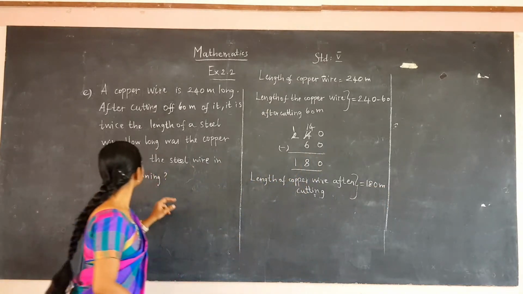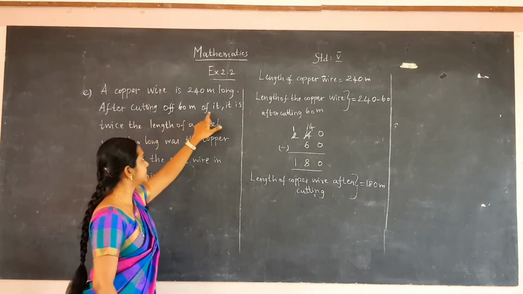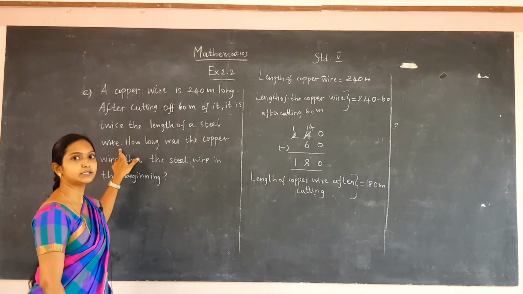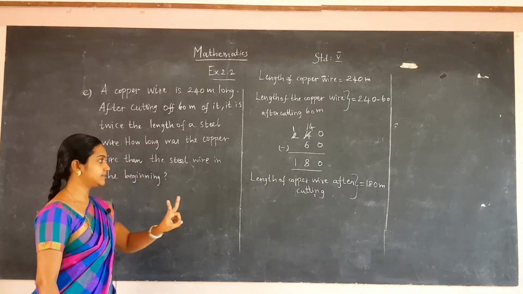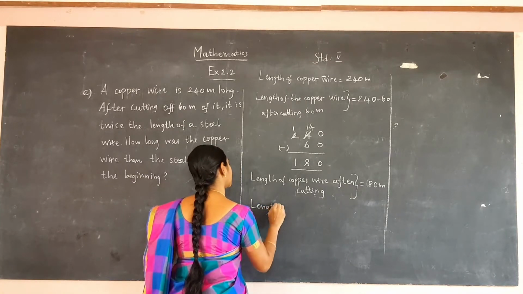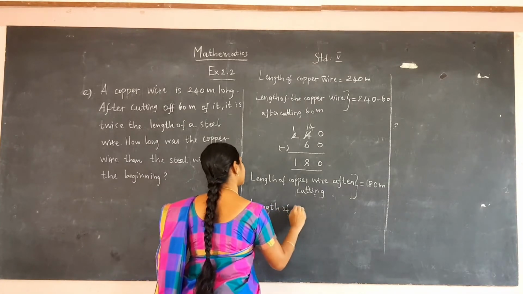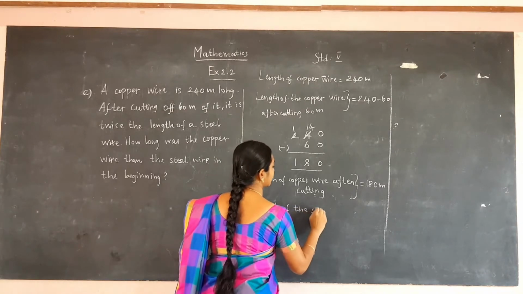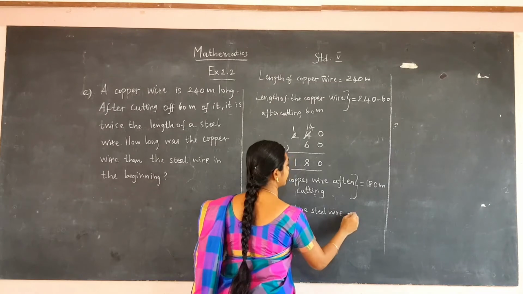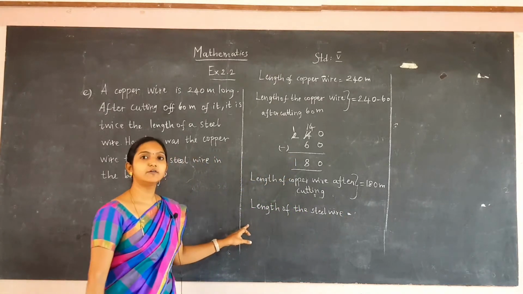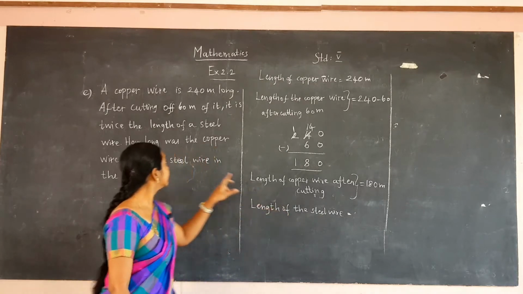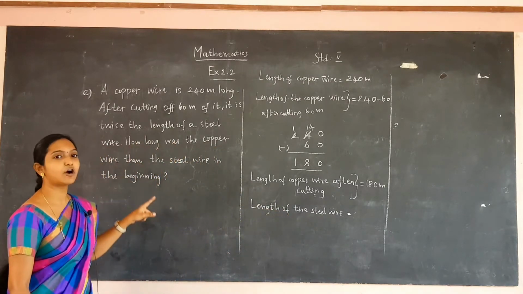It is given that after cutting off 60 meter of it, it is twice the length of the steel wire. Twice means 2 times. Now we are going to find the length of the steel wire. We know that it is twice the length of the copper wire.